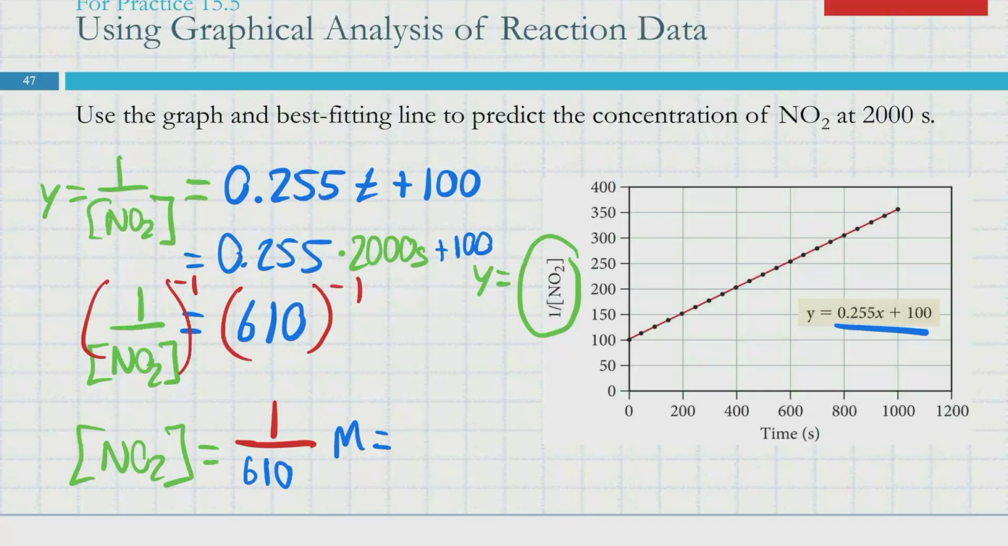Okay, so 1 over 610. This gives us a concentration of, we'll do it in scientific notation, 1.64 times 10 to the minus 3 molar.